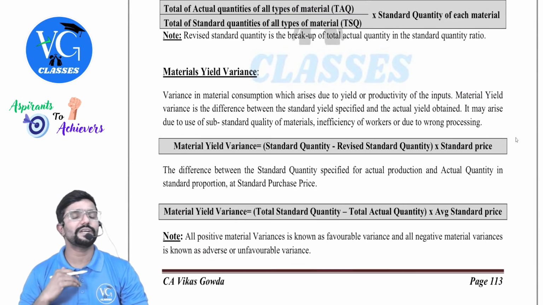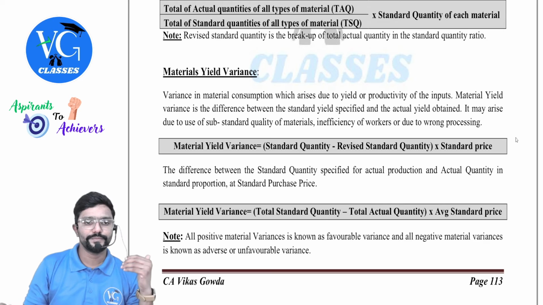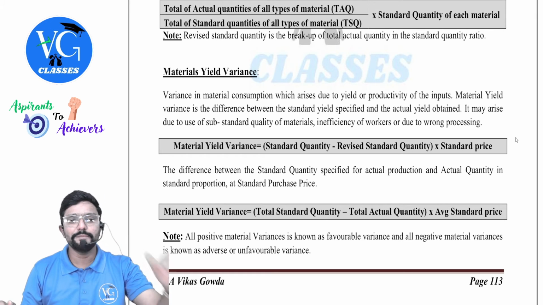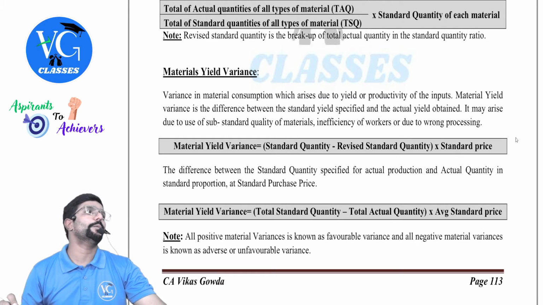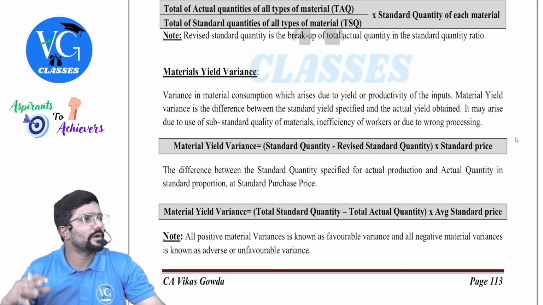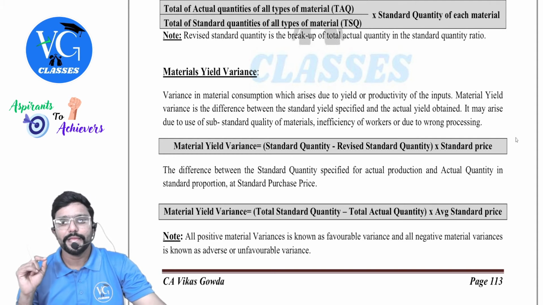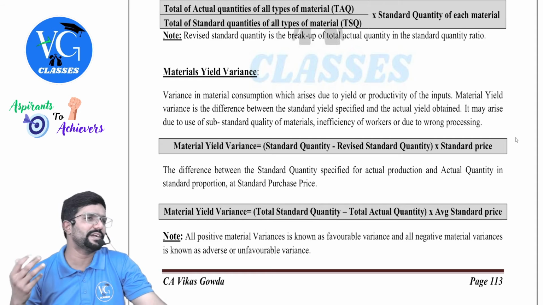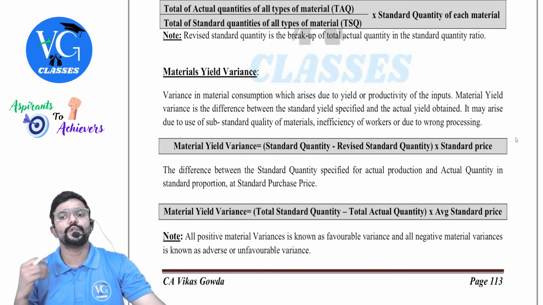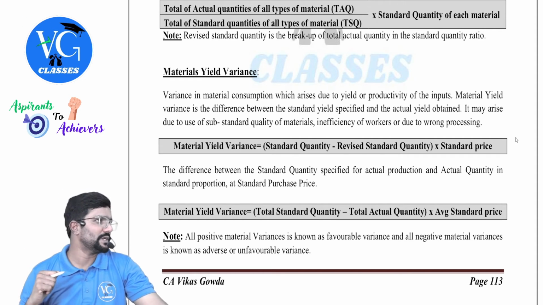Then coming to yield variance, we have two different alternate formulas, any one we can use. It is the variance in material consumption which arises due to yield or productivity of the inputs. Material yield variance is the difference between the standard yield specified and the actual yield obtained, meaning how much I was supposed to get, how much I got. It may arise due to the use of substandard quality of raw material, or inefficiency of the workers who couldn't handle it properly, or due to wrong processing. That is production process loss.